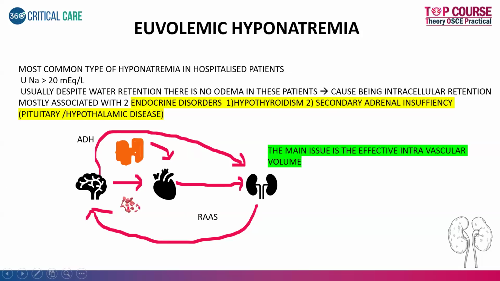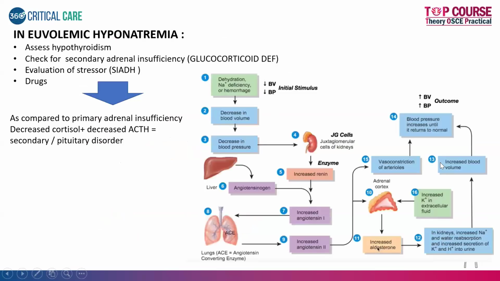Okay, the whole trigger in euvolemic hyponatremia is the drop in the effective intravascular volume. So in euvolemic hyponatremia, the first thing that we need to do is assess whether the patient is hypothyroid or not. Check for adrenal insufficiency, especially the glucocorticoid deficiency. The problem is these patients have secondary problems. That is, there is a hypothalamic or pituitary insufficiency. The ACTH might not be producing properly, because of which they will have secondary features.